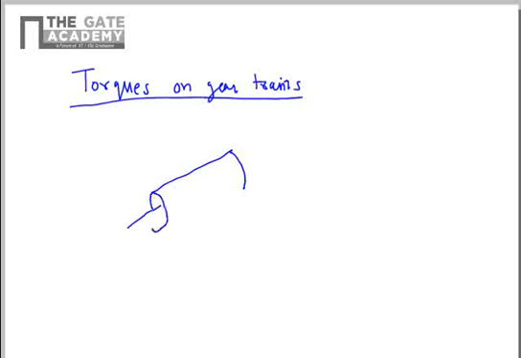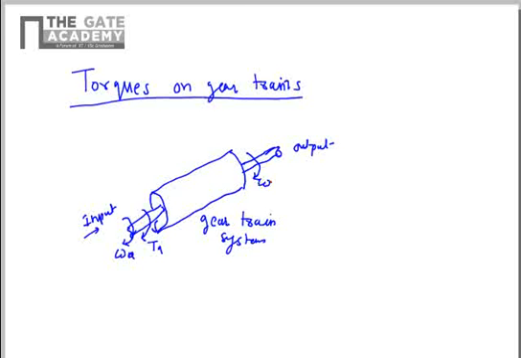So I'll draw a diagram here. The central portion is the gear train system, and we are having an input to the gear train system. So this is input. There will be some input angular velocity of the input element, and there will be some input torque, let's say TA. Similarly, this is the output from the gear train, and we will have some angular velocity of the output, let's say omega B, and some resisting torque.